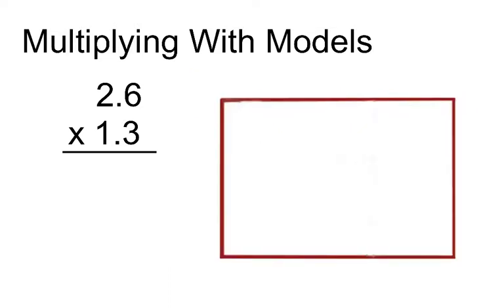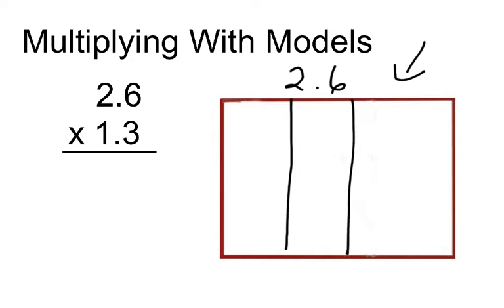So here I can now use models to multiply 2 and 6 tenths and 1 and 3 tenths. What I always want to start with is my product box. And the product box is basically where all of my numbers and all of my symbols are going to wind up. So first I'm going to model 2 and 6 tenths. So that gives me my rectangles and 6 tenths.